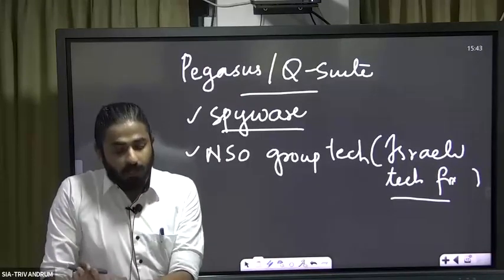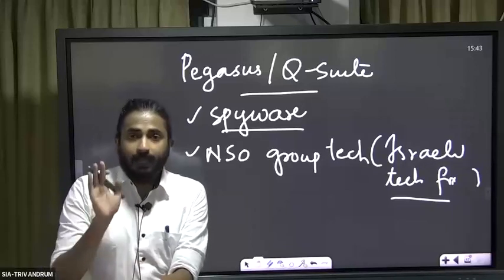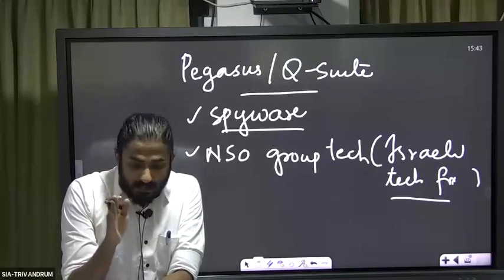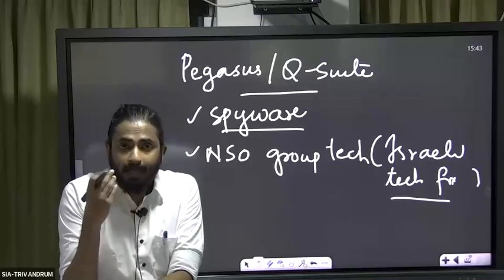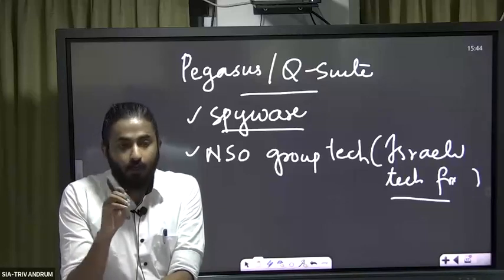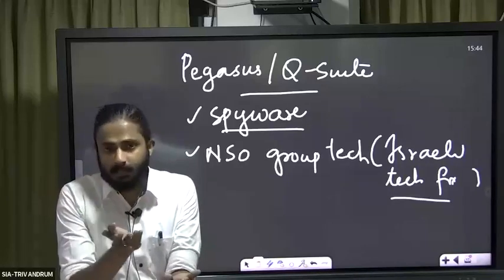And the logic or the reason behind this spyware is it will enable the law enforcement agencies, the intelligence agencies, to covertly extract data from terrorists or any anti criminal.